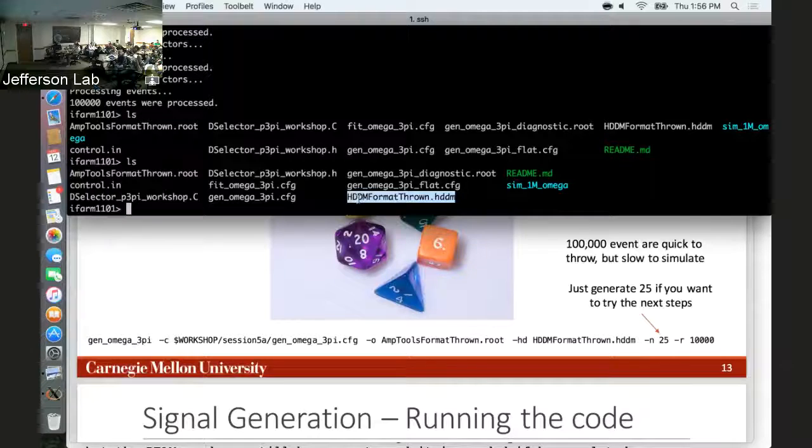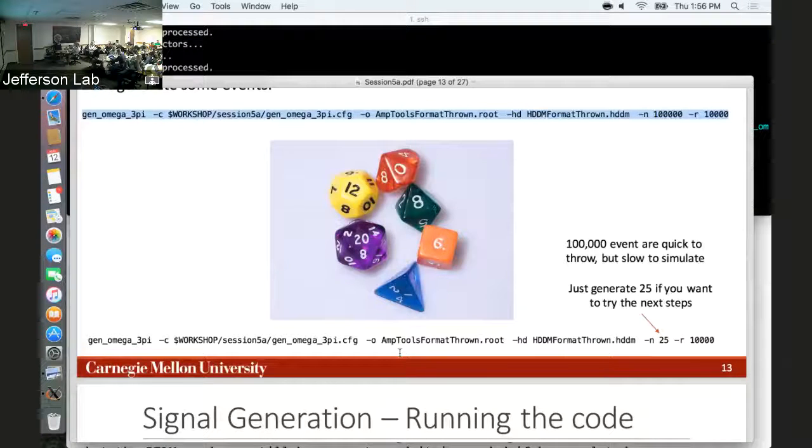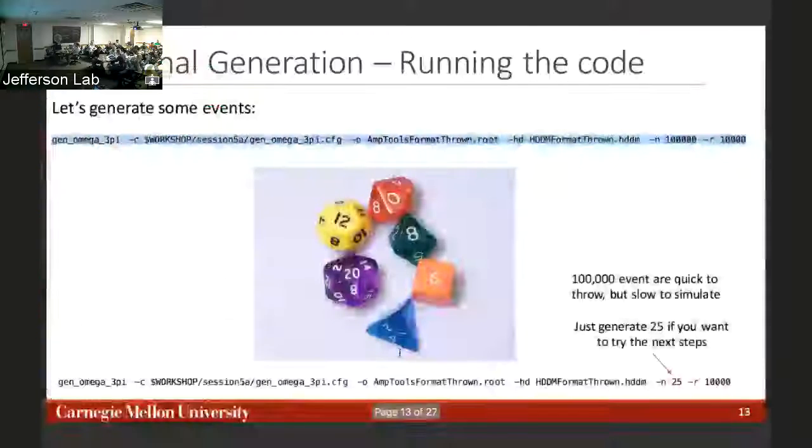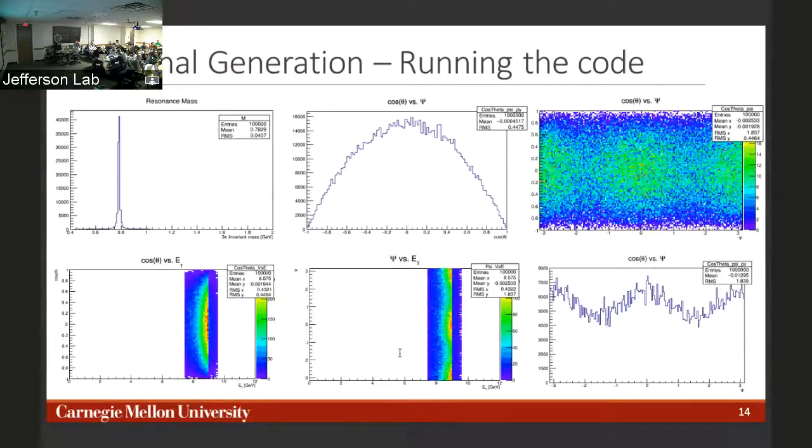Since we generated 100,000 events, it may be useful for you, if you've done this, to look at this 3Pi diagnostics histogram file. I will show you some of the output in here. Basically, this is the output of running this code. What we have is all signal. You can see everything's sitting here on the omega mass. And you can see basically the shape of the number of photons.